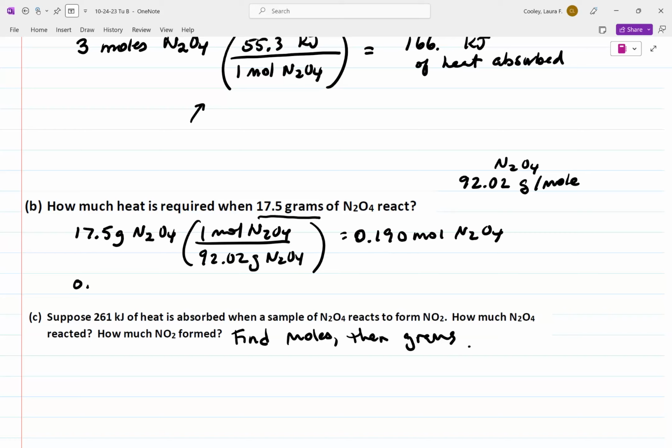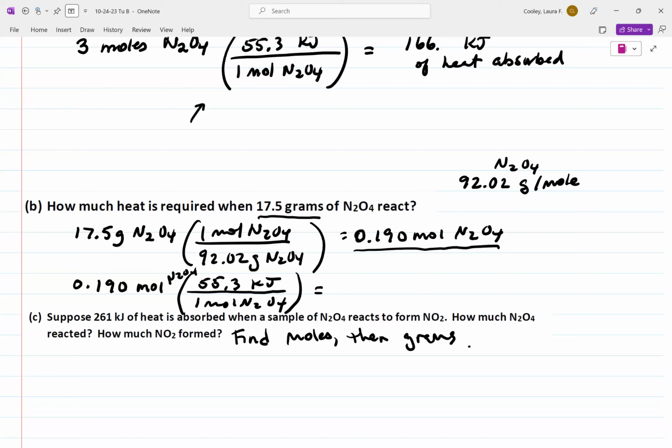And now you start with that, or you could just keep going in a continuous use of these parentheses. So we know it's 55.3 kilojoules per 1 mole. We got the grams, we got the moles of N2O4. Now we're using the moles of N2O4 to get the energy. So this part here is just like what we did up here.